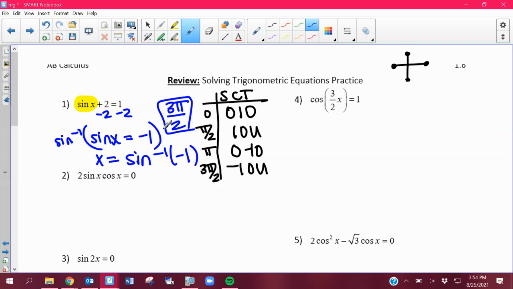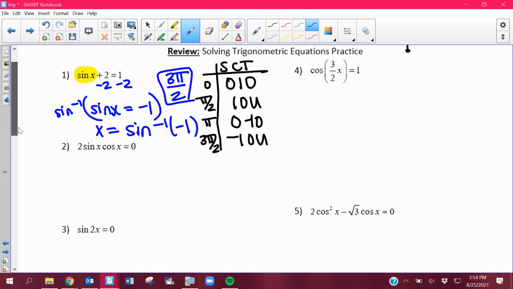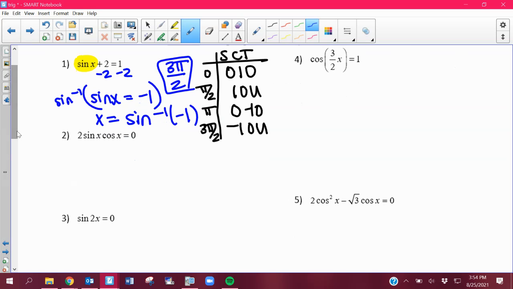Okay. If I look at number 2, this one looks a little bit trickier. The goal here, though, is to, again, isolate x. So there's a couple of ways to do this. The way I would try to solve this is to try to just be dealing with trig functions. So I'm going to divide both sides by 2. And I'm left with sine x times cosine x equals 0.